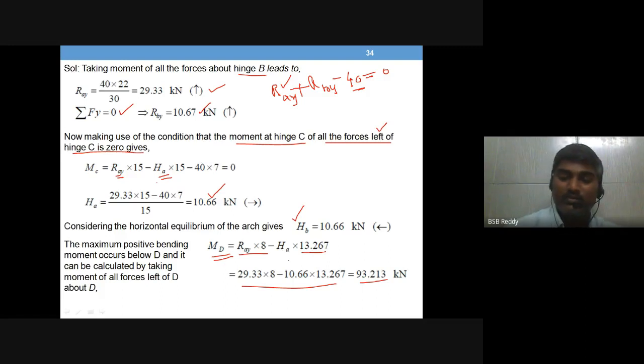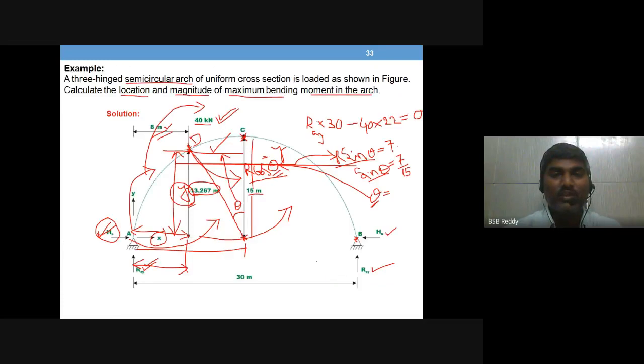So this is how you are able to solve for circular arches. This is one more example, which is given with a semicircular arch and a point load.